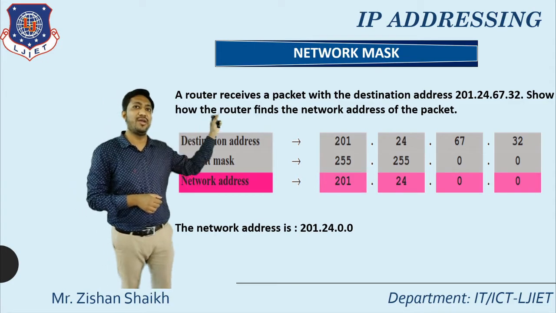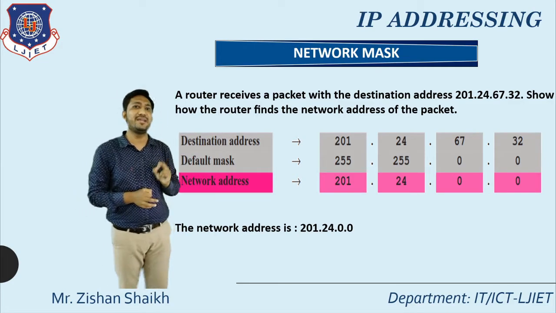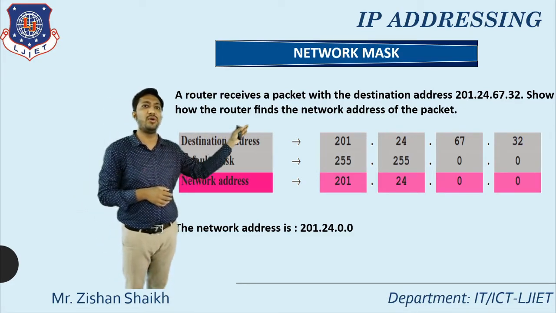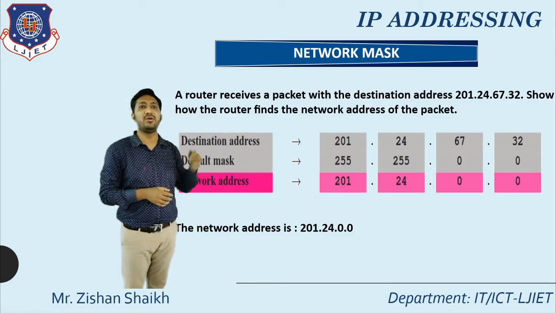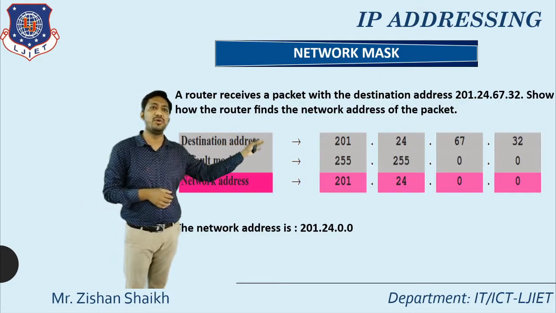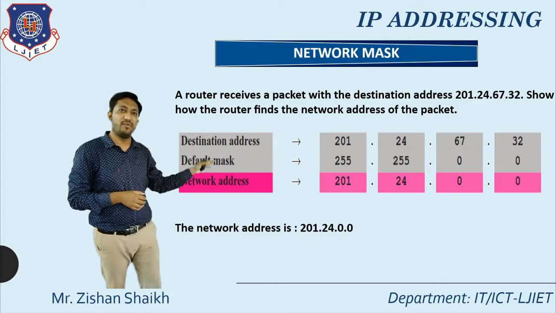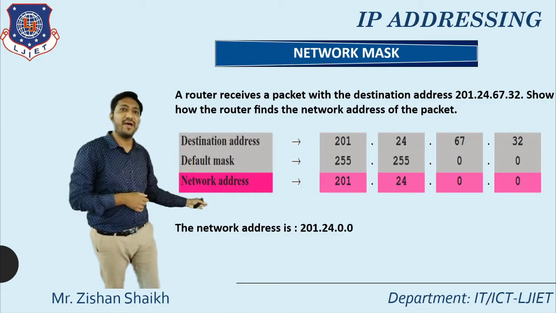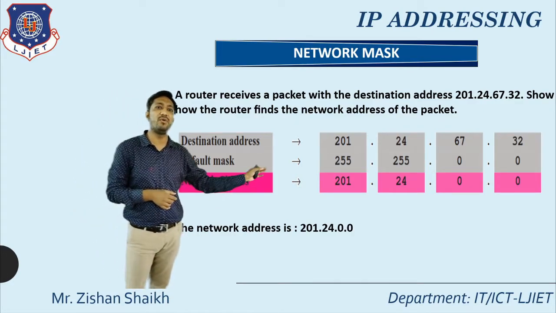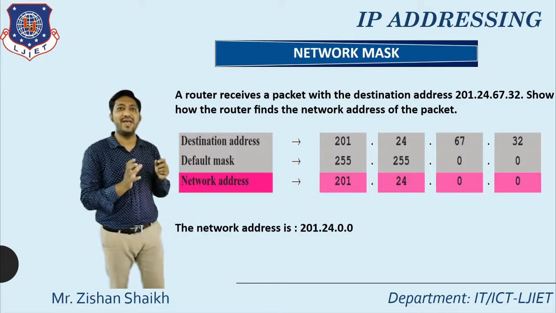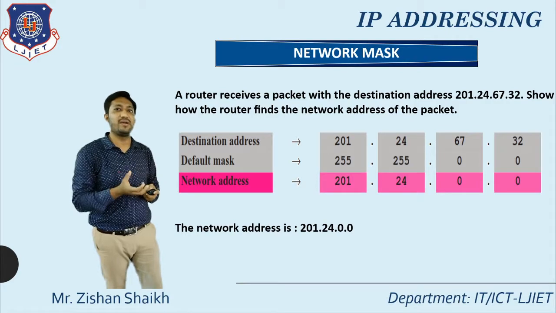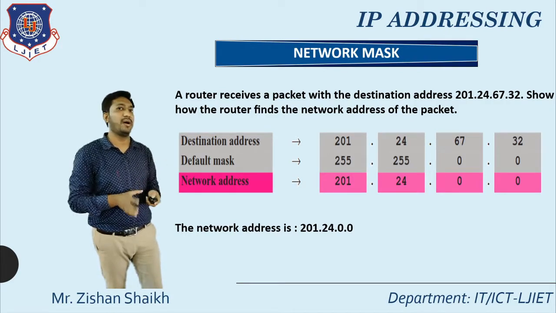From this particular IP address, I can easily say that it belongs to a particular class. Here the address is 201.24.67.32. Now, my default mask will be 255.255.0.0. From that, it will perform the binary operation and find the network address, which is 201.24.0.0. This is exactly the operation performed by the router at the network level to identify the network address using the mask.